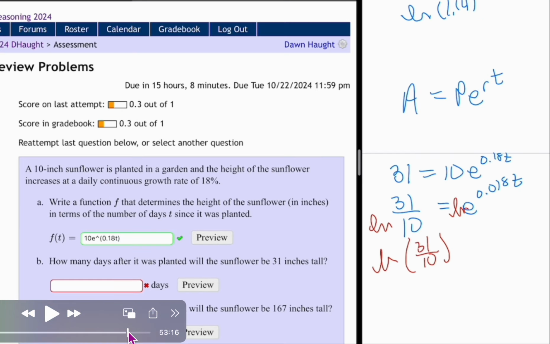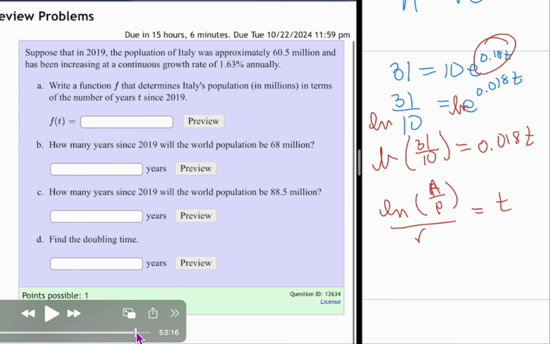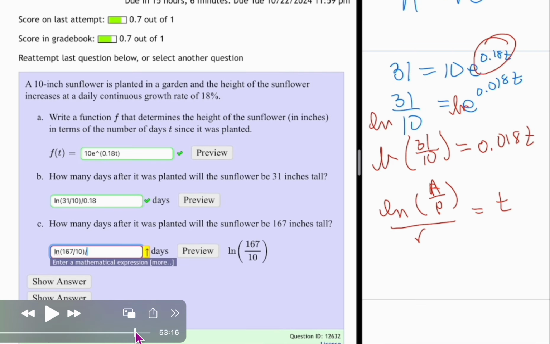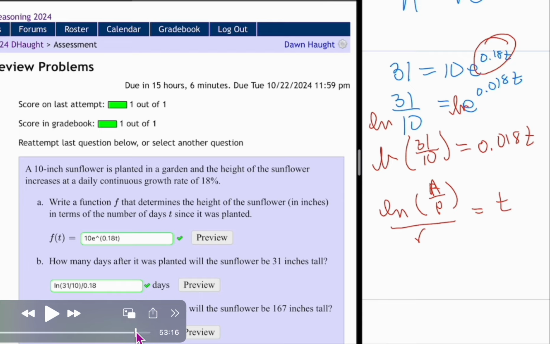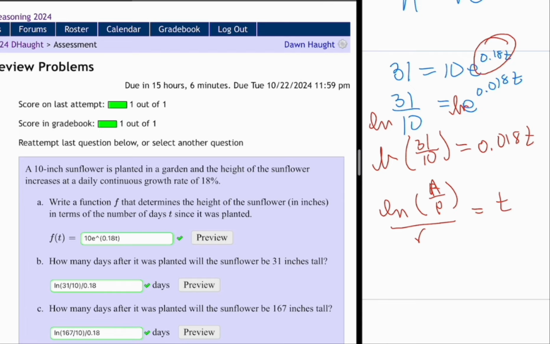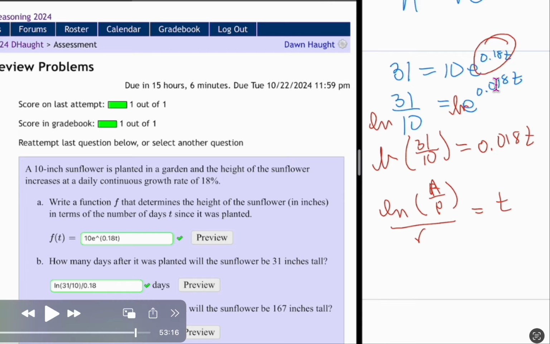Let's look at question 21. Let me get that all green and lovely. I think I did it so quick and then moved away. Oh, I think I got it. Okay, there we go. So it says a 10-ounce sunflower is planted in a garden, and it has a daily continuous growth rate of 18%. So be careful. I'm sorry, that should say 0.18. I did rewrite that incorrectly. It's right up there, but I'm sorry.